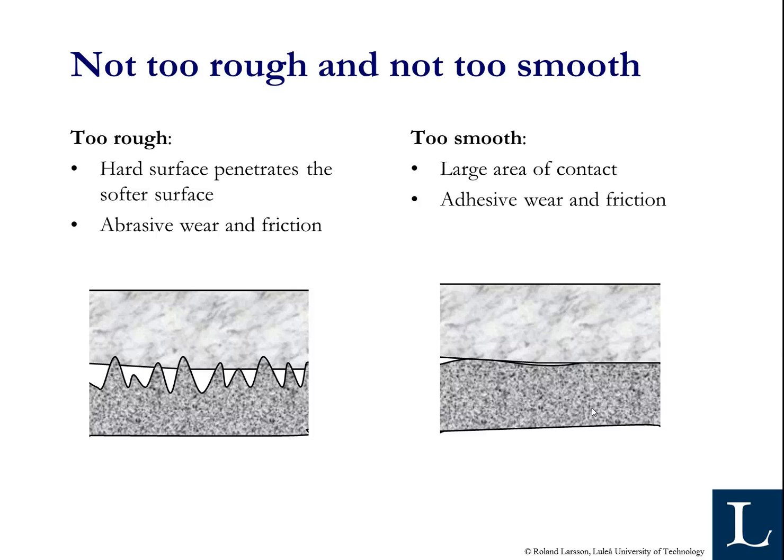If both surfaces are very smooth, on the other hand, a very large real area of contact occurs, and when these surfaces are sliding, high temperatures may occur, and you may have a big problem with adhesive wear and high friction. So in this case, there is probably an optimum roughness and also an optimum hardness combination.